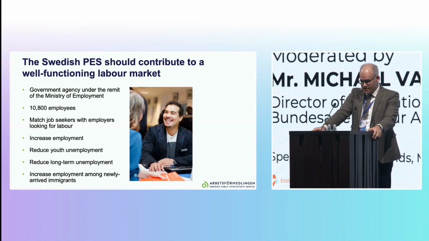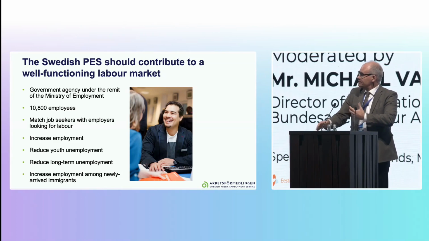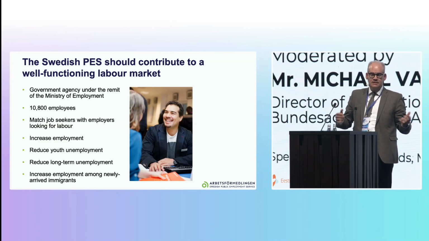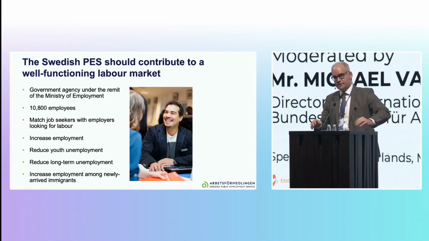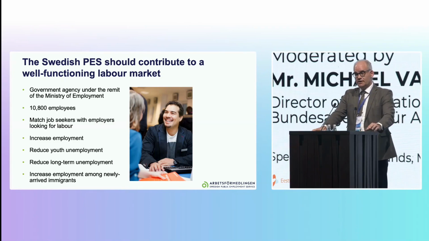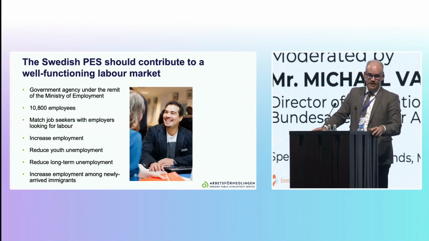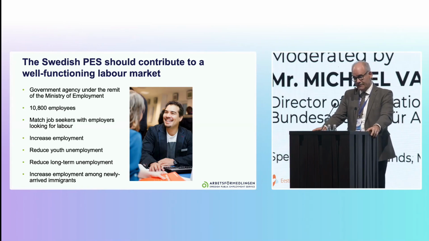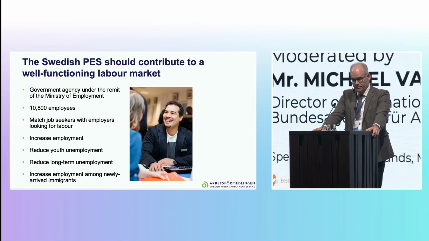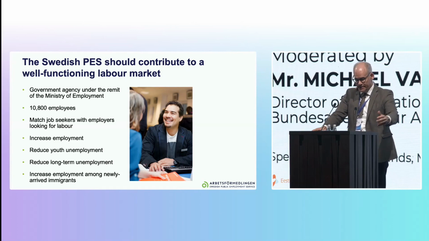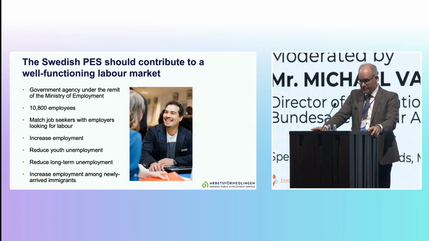And of course, we have this role of contributing to a well-functioning labor market, and we have three more or less main objectives. The first one is to match job seekers with employers. The second one is to contribute to increasing employment in the long run. And the third objective is that when we conduct our activities, we should prioritize those that are furthest removed from the labor market. And of course, we also have some other important objectives: reduce youth unemployment, reduce long-term unemployment, and also increase employment among newly arrived immigrants.